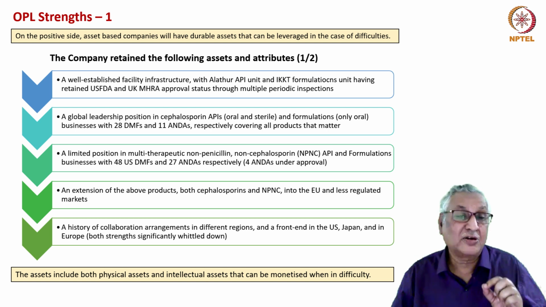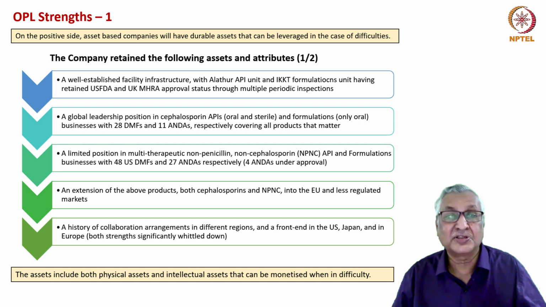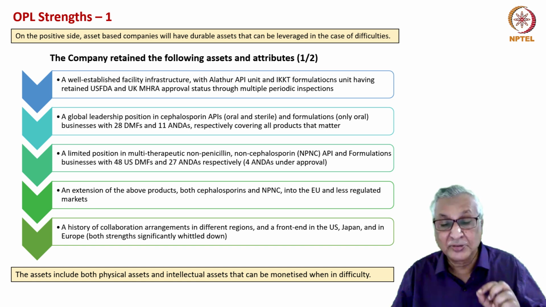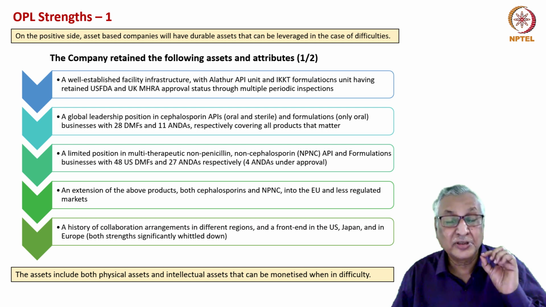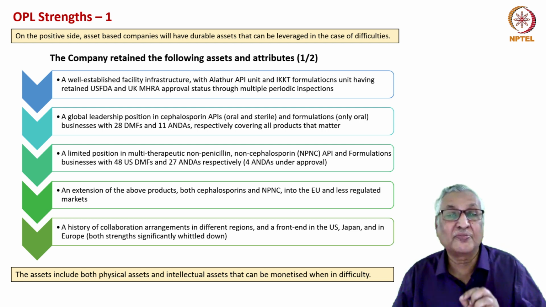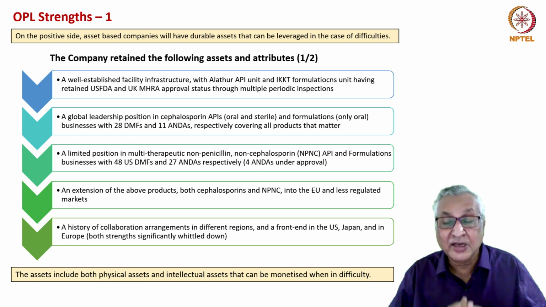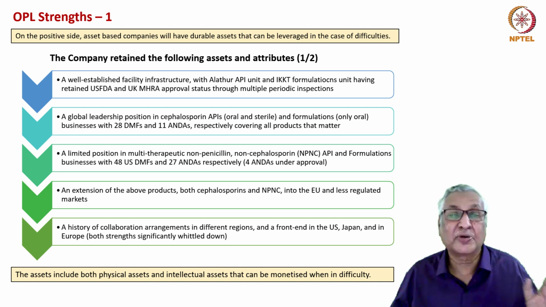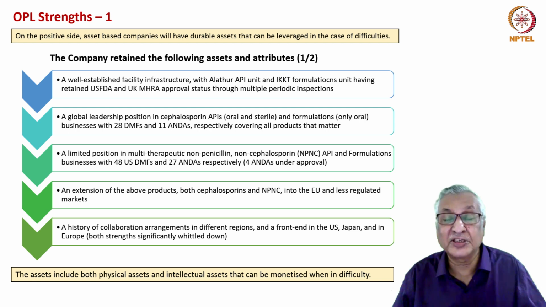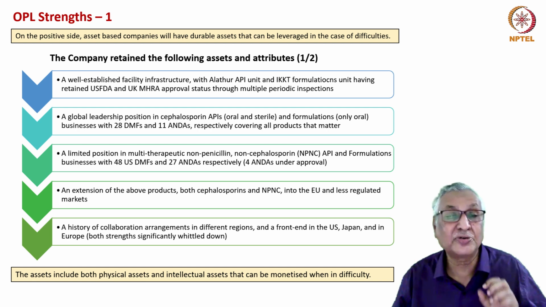The positive side of asset-based companies is that they would have durable assets that can be leveraged in the case of difficulties. In the case of Orchid, due to the extensive business development and due to the extensive infrastructure development for the business, the company established a very broad spectrum of assets and owned a vast spectrum of intellectual property. The company retained the following assets and attributes despite the two carve-outs that were made to Hospira.